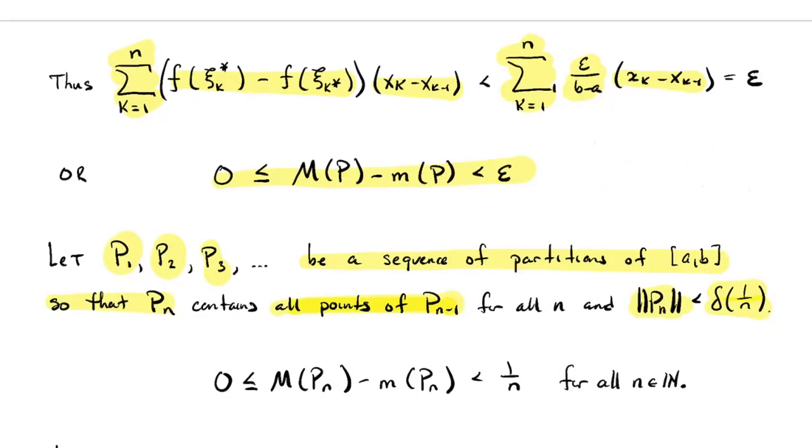All right. So by the construction that we just went through above, if I look at the upper sum minus the lower sum of that partition, it's non-negative, but it's going to be less than 1 over n. Okay. It's my epsilon.